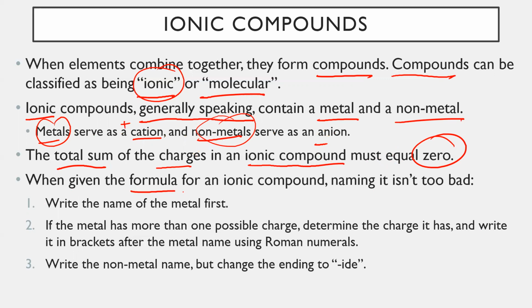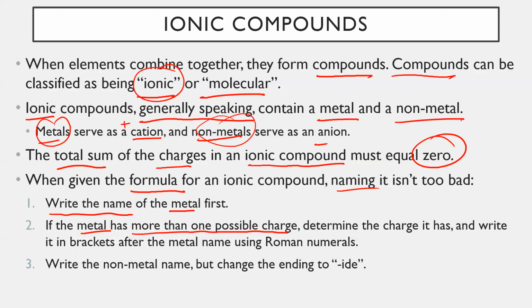Now, when given the formula for an ionic compound, naming it actually isn't too bad. All you have to do is write the name of the metal first. So if it was iron, you just say iron. Then you look if the metal has more than one possible charge. Usually it doesn't, so usually you can skip this step.